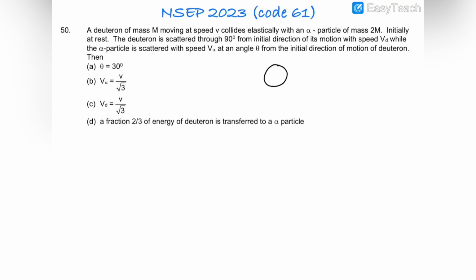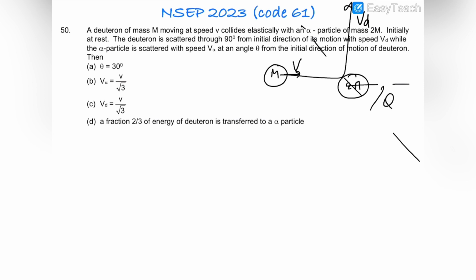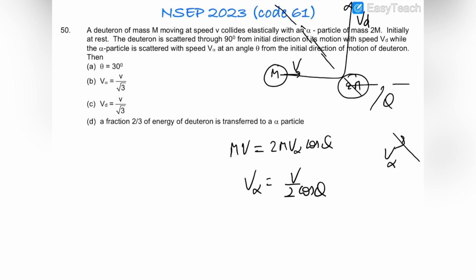In this question you can see that there is a deuteron which is moving with the speed of V, collides with the alpha particle which is at rest, and it is deflected by 90 degree, like that. So obviously the alpha particle would be deflected at some angle theta. Its speed is Vd after deflection, and the speed of the alpha particle is V alpha. So we know that mV is equal to 2mV alpha cos theta. This we know, and V alpha will be equal to V by 2 cos theta. Now this would be the LOI, line of impact, and this angle would be theta.